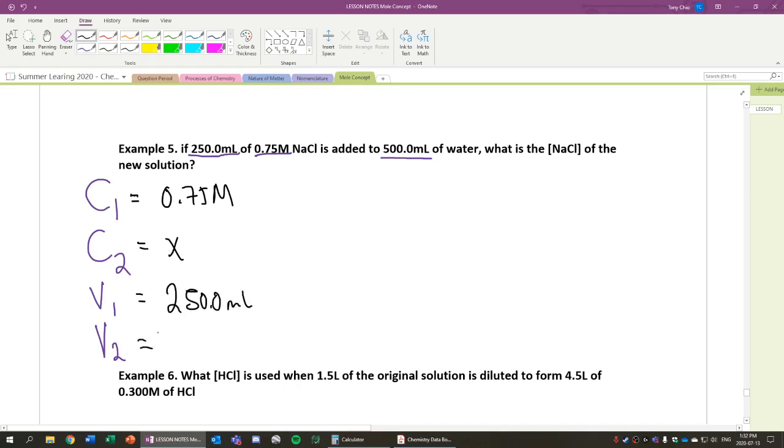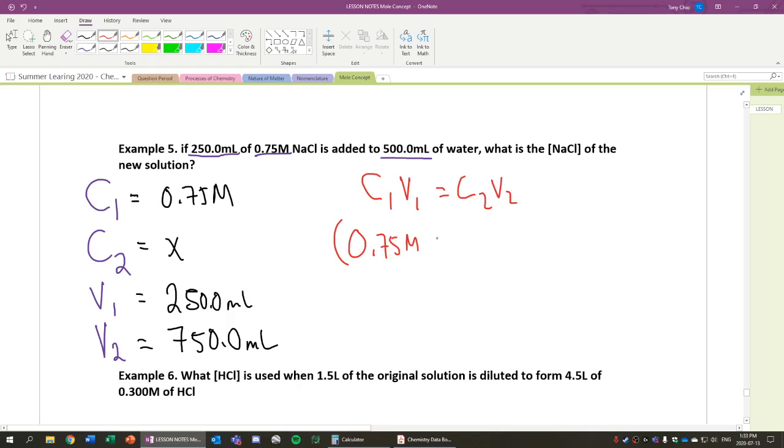What is our final volume? Well, we had 250 milliliters initially. We add 500 milliliters of water to it. Our final volume will be 750.0 milliliters. So we have everything. We just got to solve for C2, because our equation is C1V1 is equal to C2V2. C1 is 0.75 molarity, V1 is 250.0 milliliters, is equal to X times 750 milliliters.